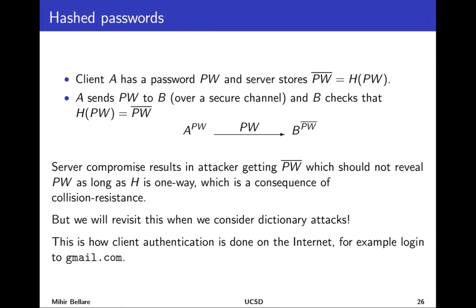Due to that threat, what we just saw is not how password-based authentication is done. Instead, what's stored on the server is not the client password, but a hash of it. So a hash function like SHA-256 is applied, and the server stores only this hashed password, which I'll denote by PW with a bar on top. How does that change the authentication mechanism?